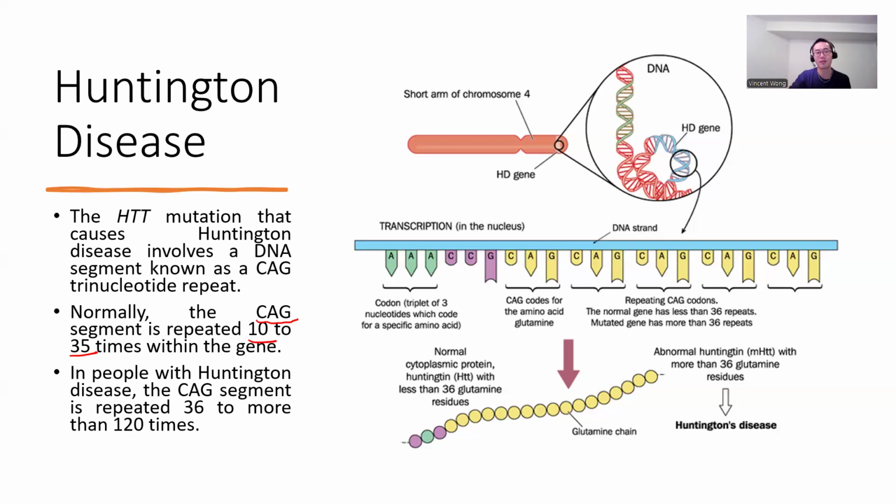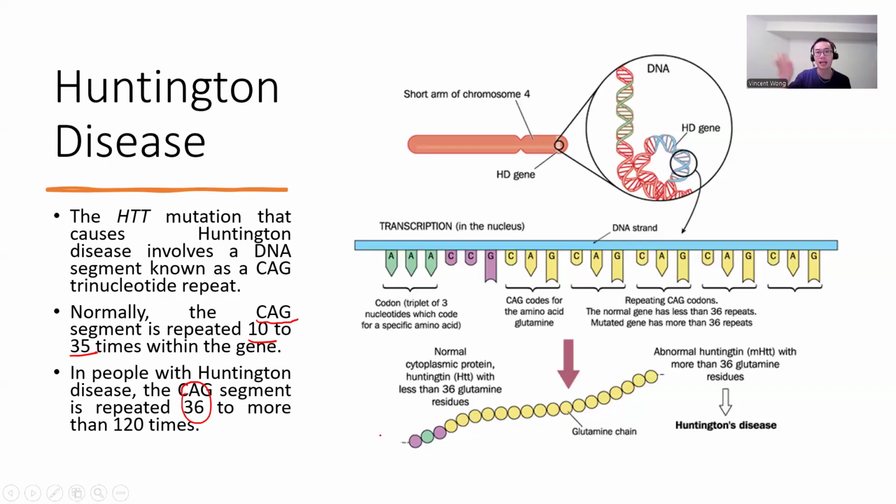It's like this. If I give you a whole page of T's and ask you to copy it, it's reasonable that you miss a few or add a few extra, because everything is the same. It's really hard to keep track sometimes, and that's what's happening here. So if the CAG is repeated 10 to 35 times within a gene, it's normal. The person's not going to have Huntington. But anything beyond 36, that's going to give the person Huntington.